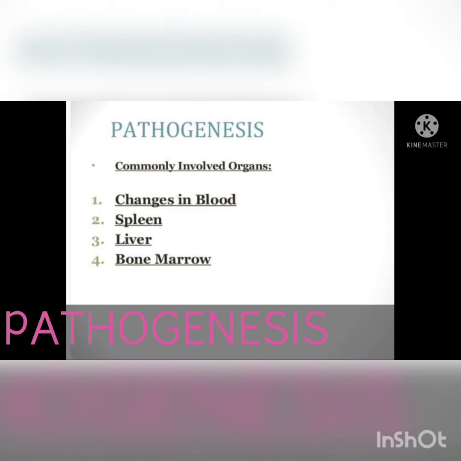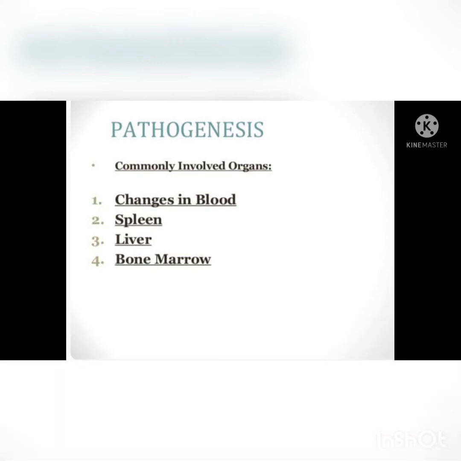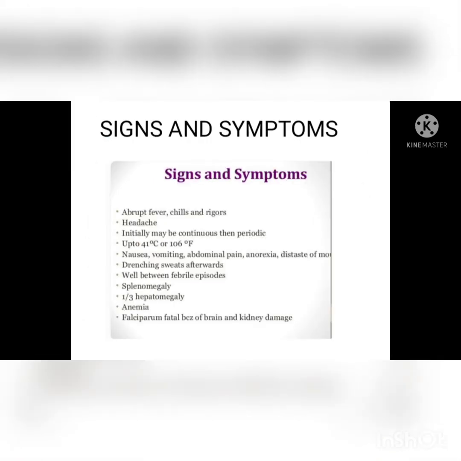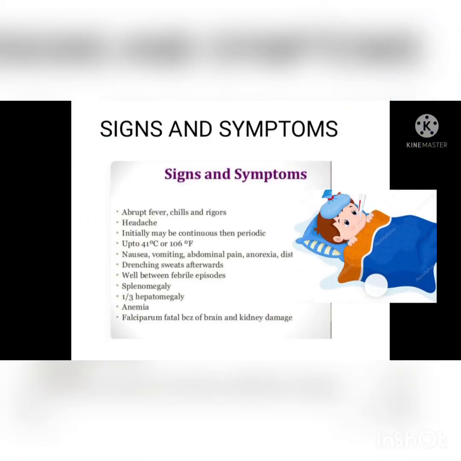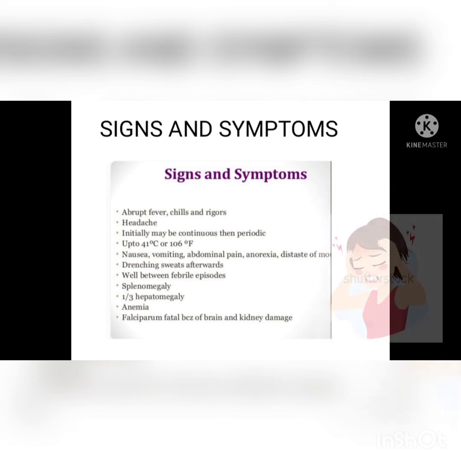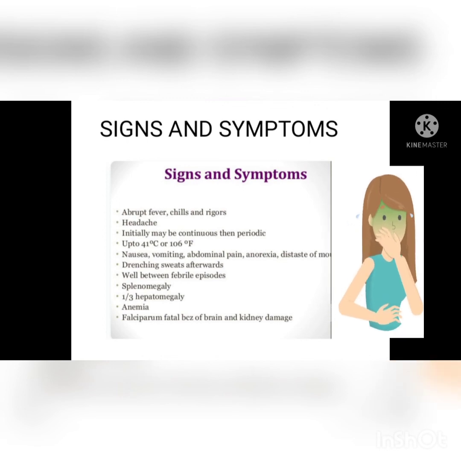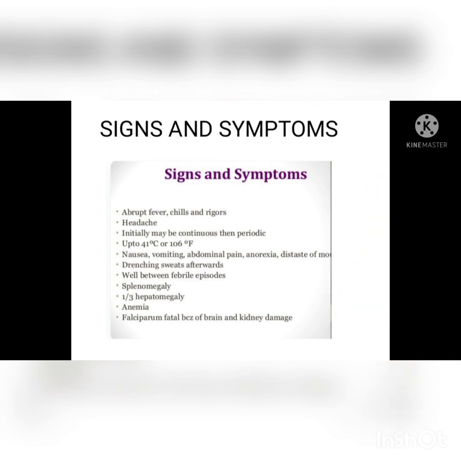Now pathogenesis. Commonly involved organs are the blood, spleen, liver, and bone marrow. Signs and symptoms are abrupt fever, chills, rigors, headache, initially may be continuous, then periodic, up to 41 degrees centigrade or 106 degrees Fahrenheit, nausea, vomiting, abdominal pain, well between febrile episodes, splenomegaly, hepatomegaly, anemia. Falciparum can be fatal because of brain and kidney damage.